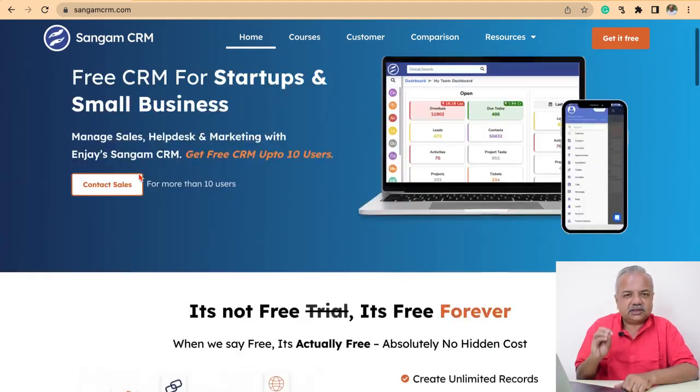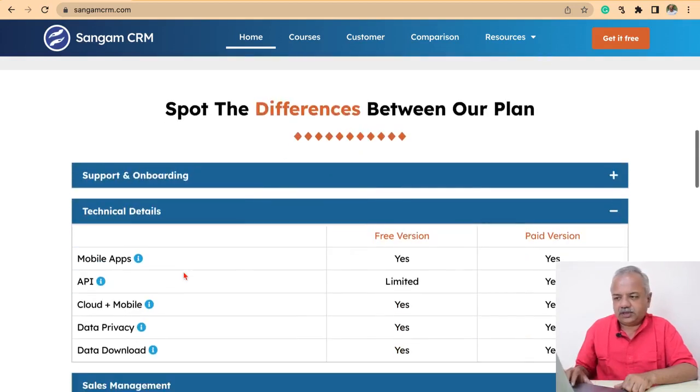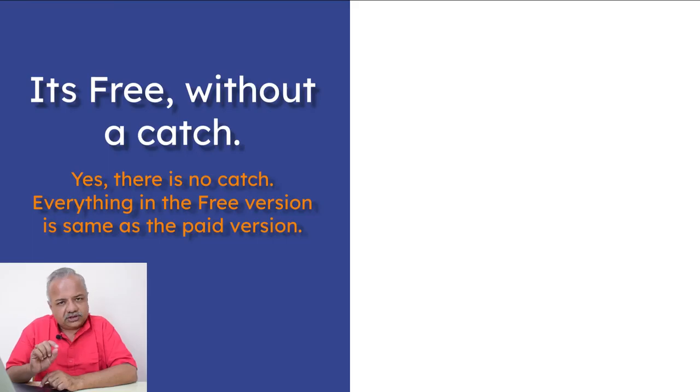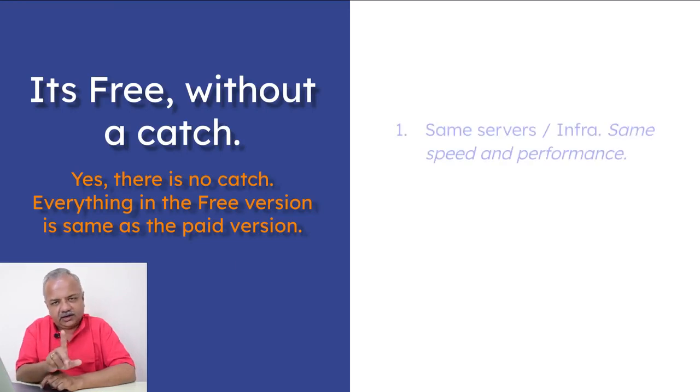This is the website of Sangam CRM and this is the homepage. As you scroll down, you will see the differences between our plans. If you go through this, it will be clear. As I said, it is free. There is no catch. There is no hidden secret that we will give it for free now and later extract money by some other name.